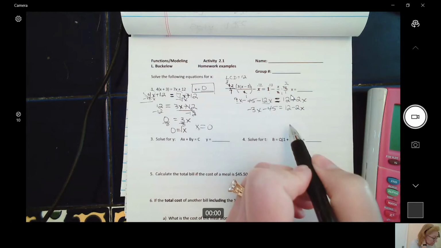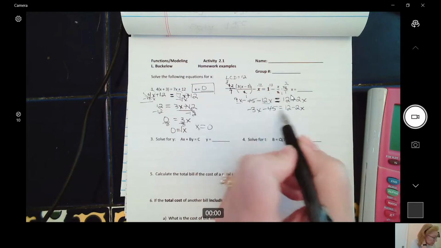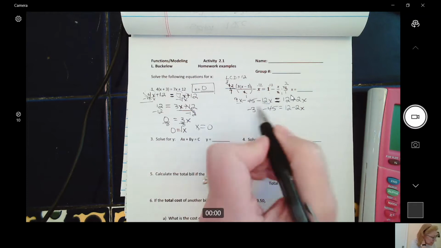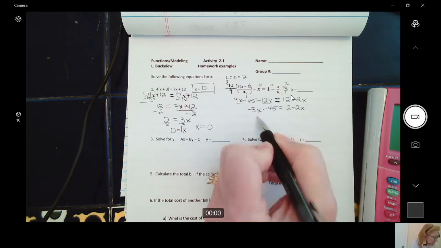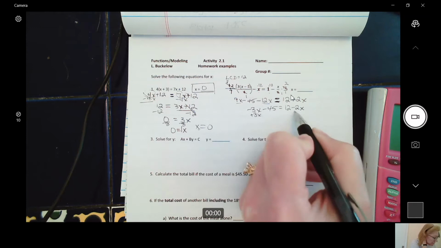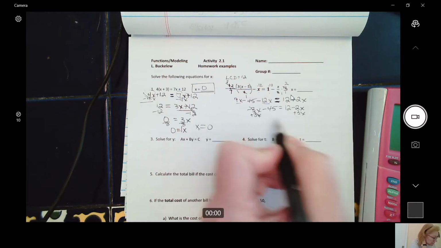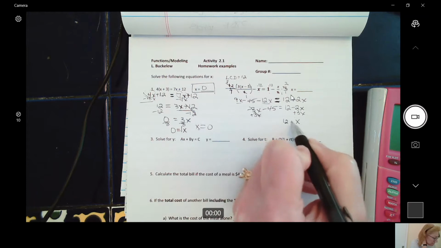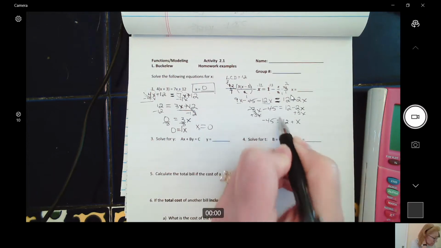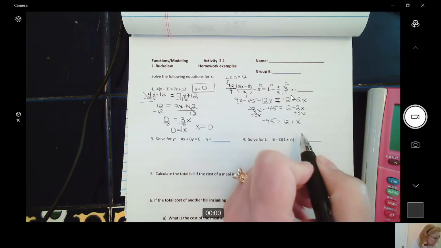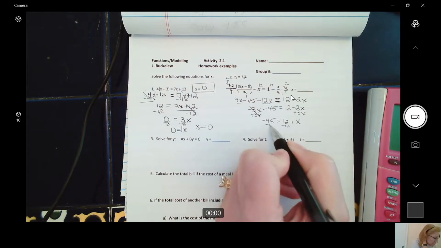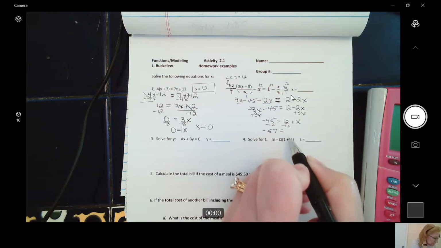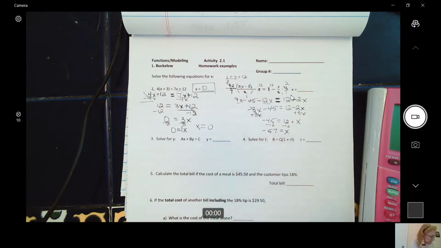Let me see here. All right, so now what I'm going to do is collect my x terms to one side or the other. I guess I can do like I did before and add the 3x so that I'll get a positive x over here. That'll give me 3x minus 2x, which is just 1x. Negative 45. And then I'm going to subtract 12 from both sides. That'll give me negative 57 equals x.